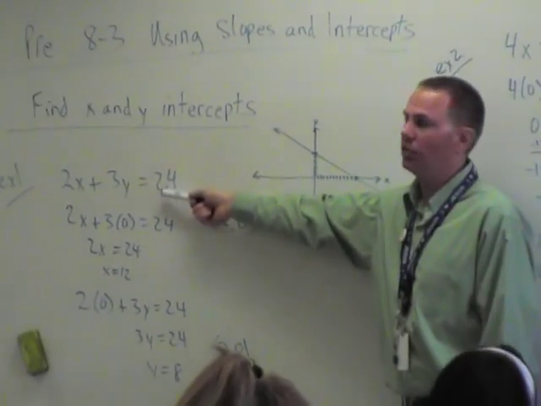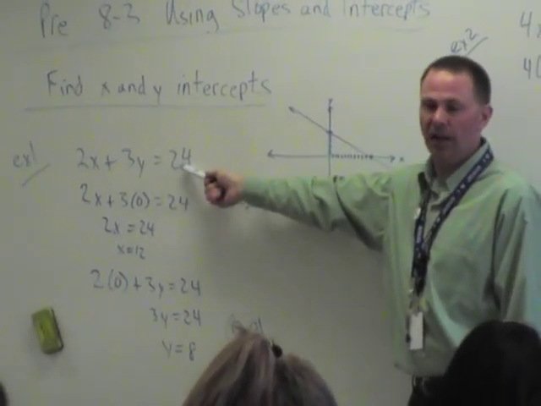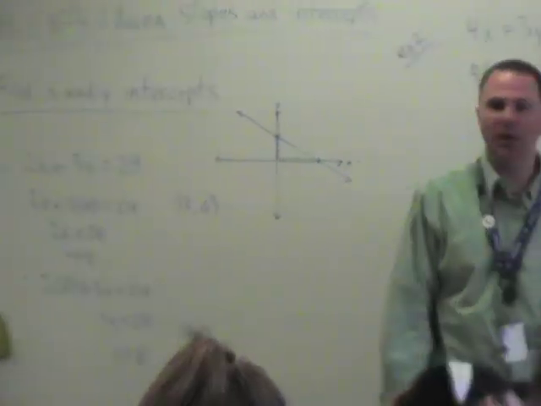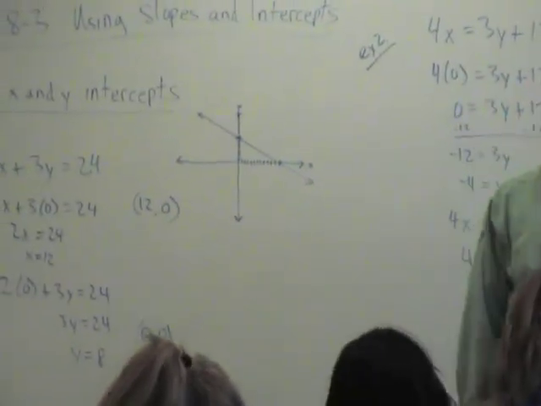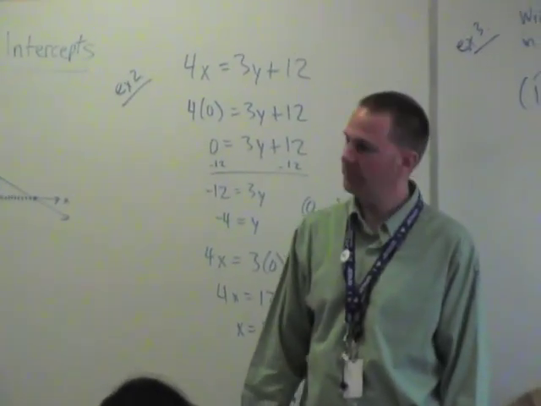Some books teach you that you can't have any fractions. Other books say it's okay to have fractions. I'm going to leave it at that. Just get your x and y terms on the same side of the equal sign for it to be in standard form. Okay? All right, again.